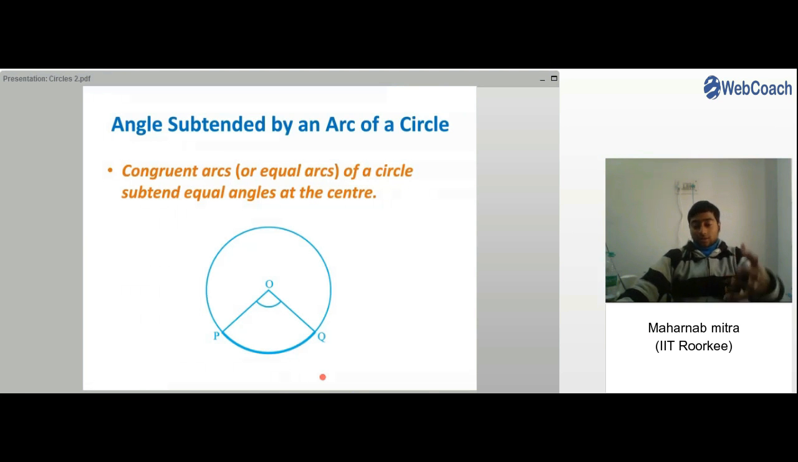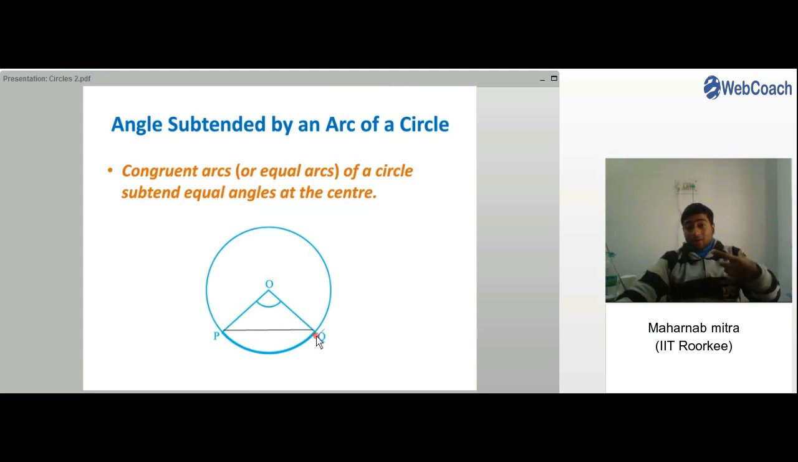And if you draw similar arcs of equal lengths, you will find that congruent arcs or equal arcs of a circle subtend equal angles at the center. And why is that so? Because in our earlier class we had seen equal chords subtend equal angles at the center, right?